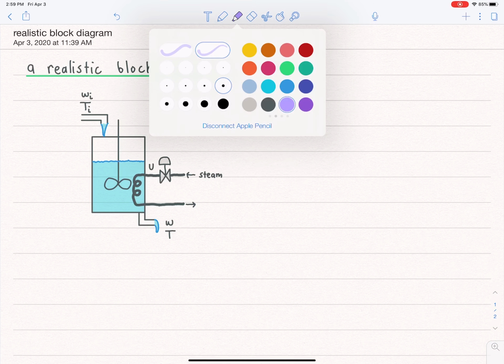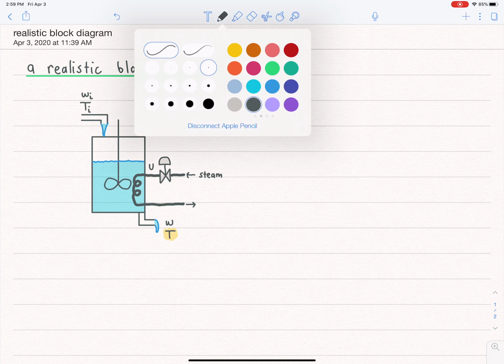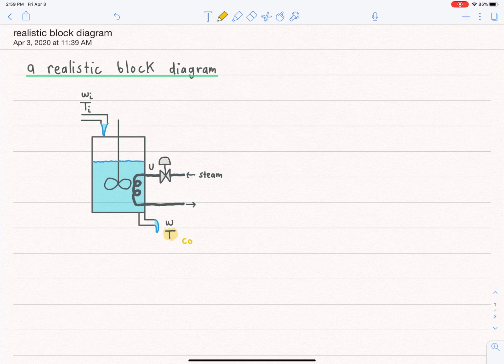So the goal here is to control the outcoming temperature. So this is the controlled variable. And I guess I can put units on these. So this would be kilograms per minute. This would be degrees C. This would be degrees C. And this would be kilograms per minute. And we're trying to control the temperature in the face of disturbances in the input temperature. So this is the disturbance variable.